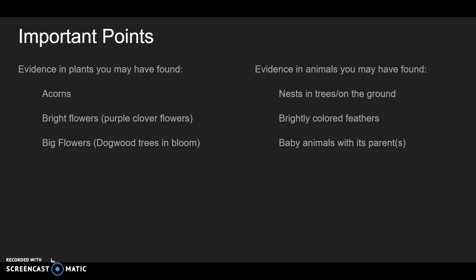There are some birds that put their nests on the water to ward off their predators. Brightly colored feathers, their mating songs. And did you maybe see any little humans with their parents? That totally counts.